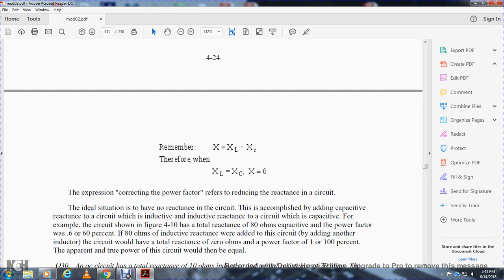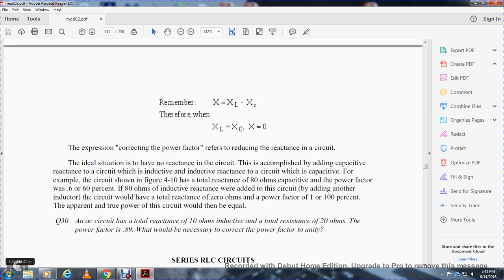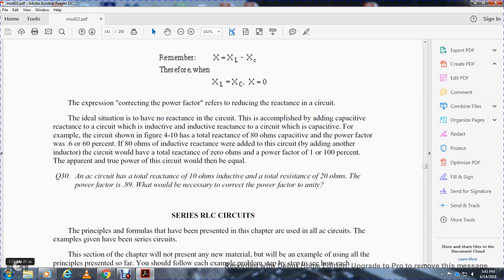For example, as shown in figure 410, the total reactance is 80 ohms capacitive with a power factor of 60%. An 80 ohm inductive reactance would be added to the circuit. With the added inductor, the circuit would have a total reactance of 0 ohms and a power factor of 1, or 100%. The apparent and true power of the circuit would then be equal.